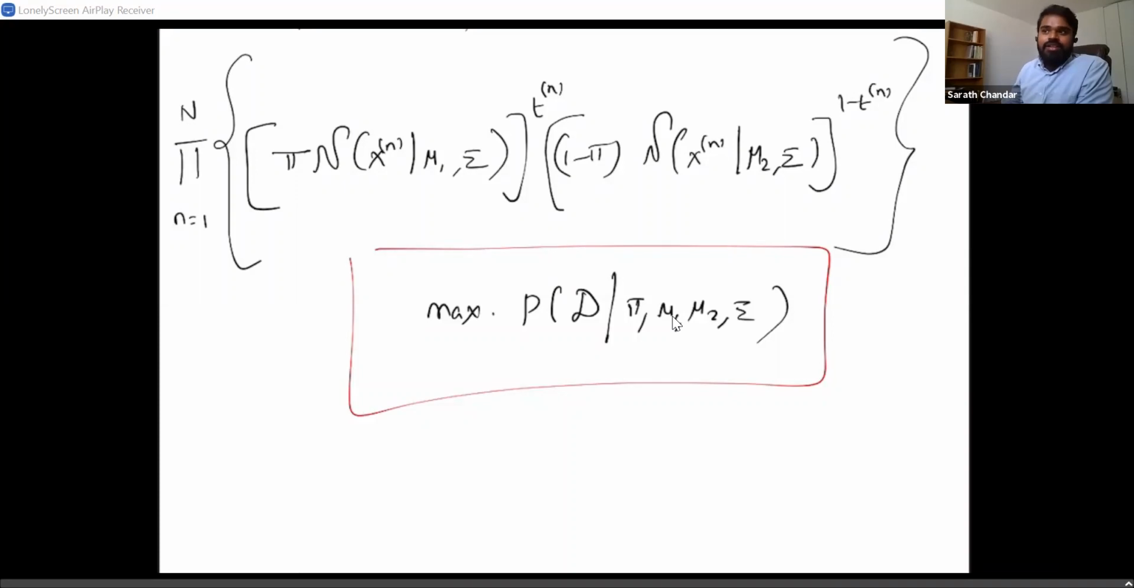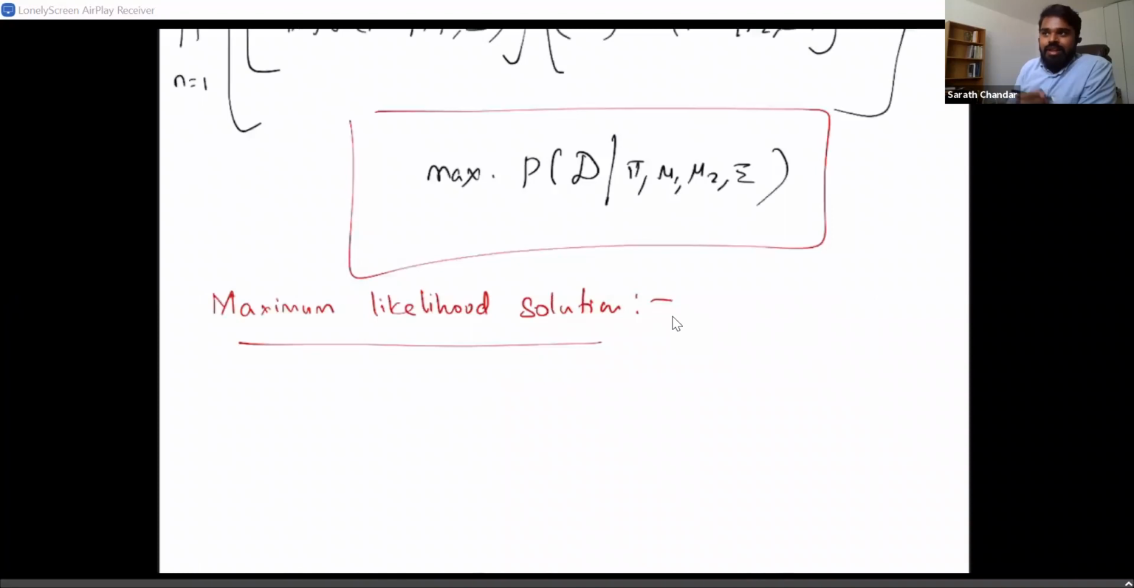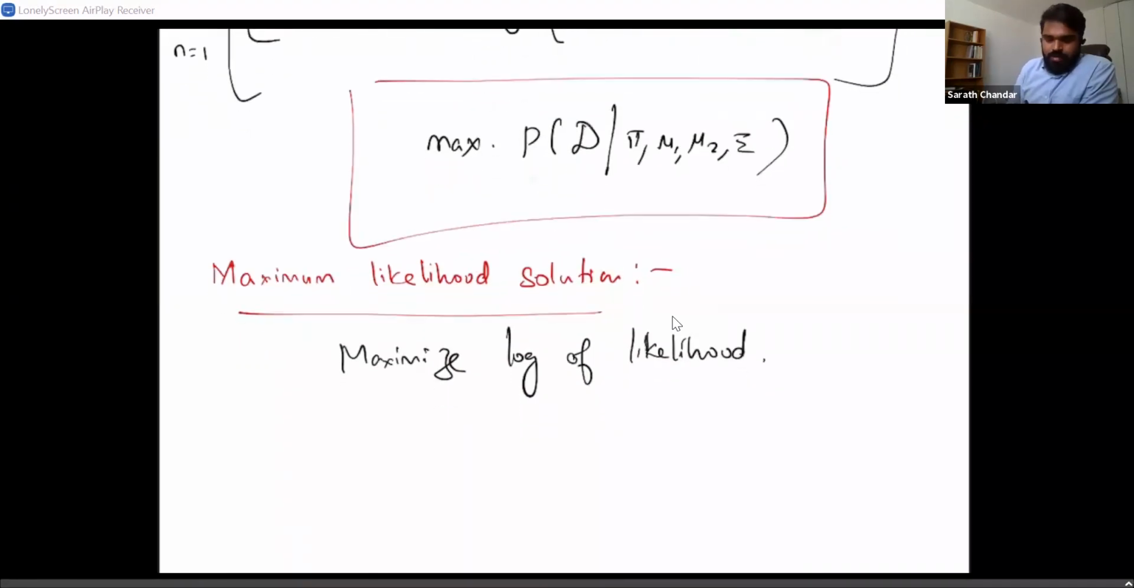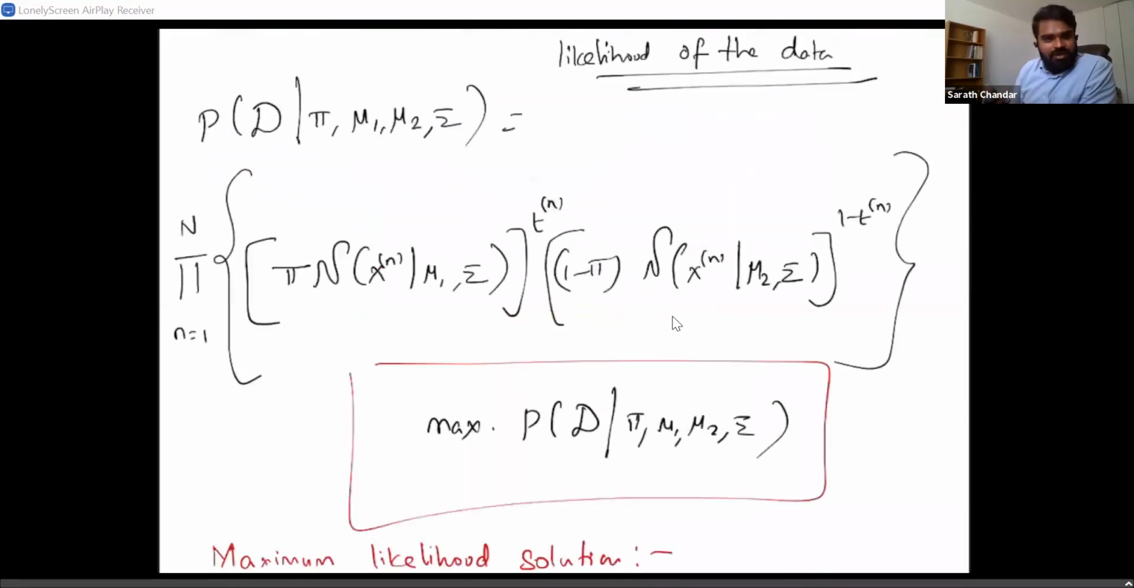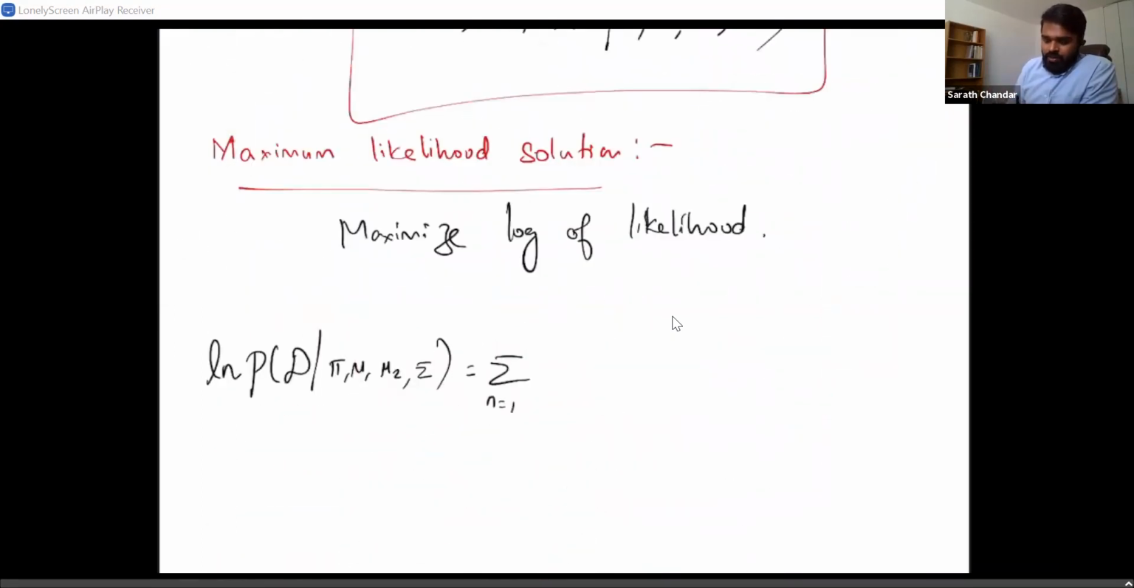But this is a product of many terms. So one simplification that we are going to do here is to consider the log of this term instead of this term itself. So we are going to do the maximum likelihood solution, but instead of maximizing the likelihood, we are going to maximize the log of the likelihood. How do I do that? Instead of taking this term, I'm going to take ln on both sides. So ln probability of D given pi, mu1, mu2, sigma is equal to, so this product term is going to become a summation over n equals 1 to N.